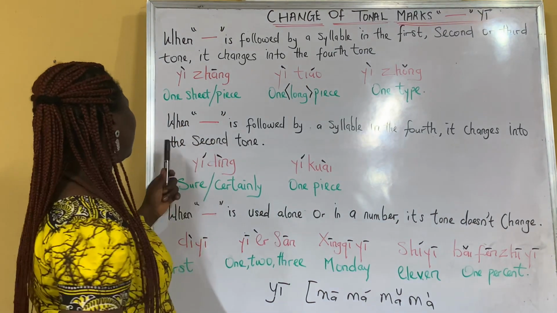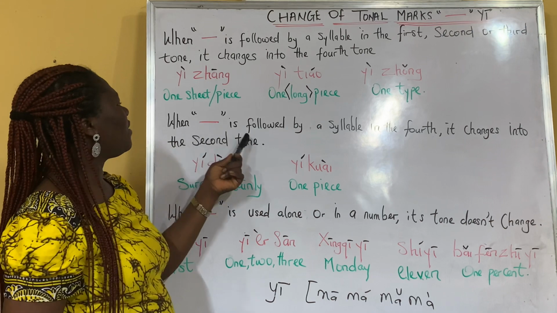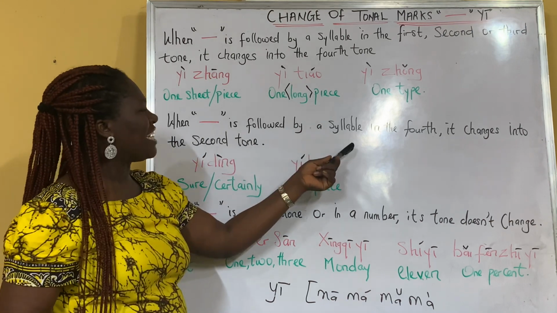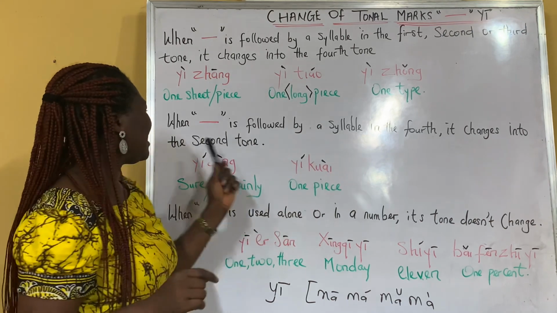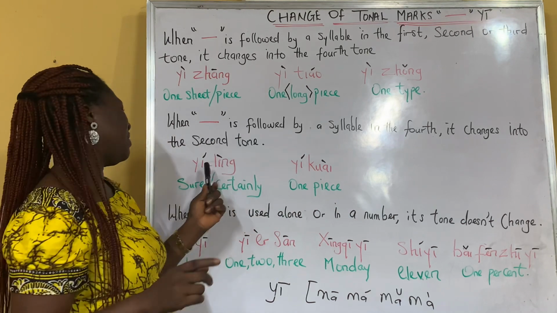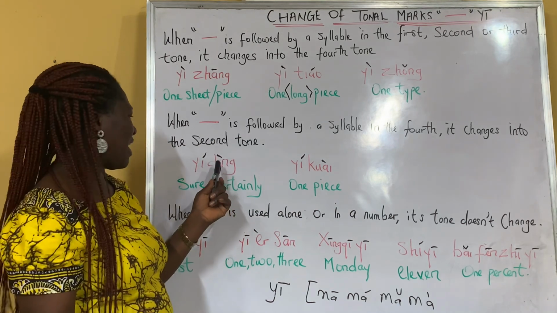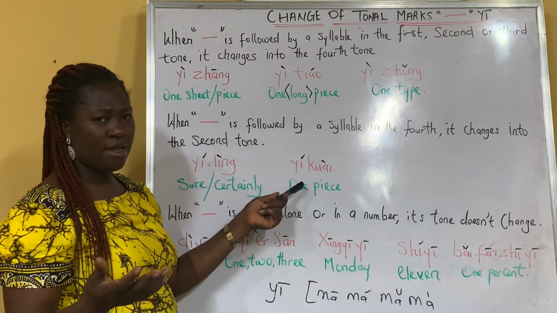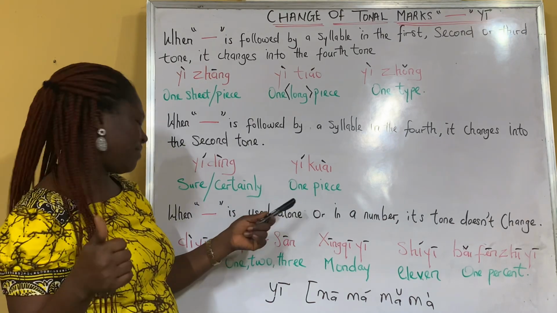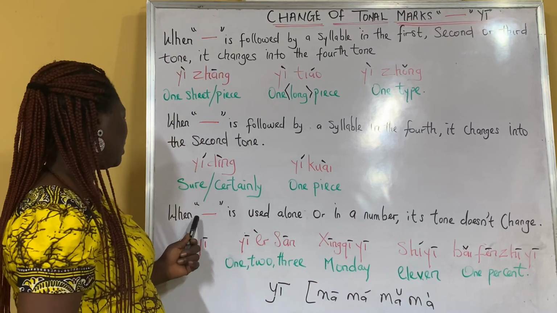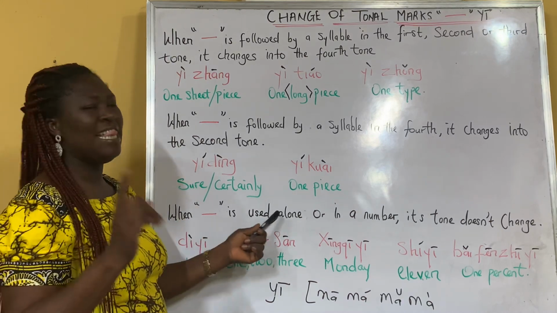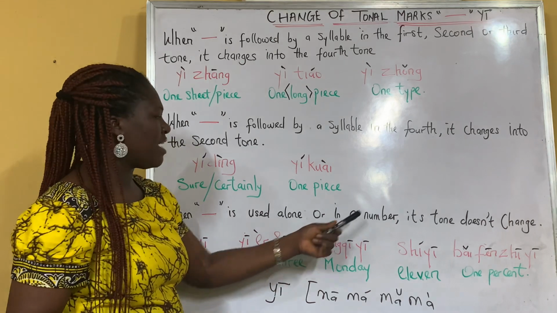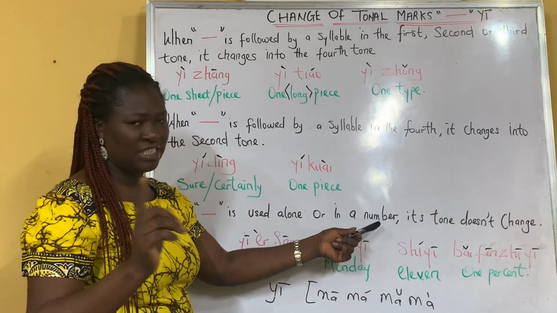Very good. The second rule says when 一 is followed by a syllable in the fourth tone, it changes into the second tone. Example: yídìng. Can you try it? Very good. Yíhuì. Very good. The third rule says when 一 is used alone or in a number, its tone doesn't change.